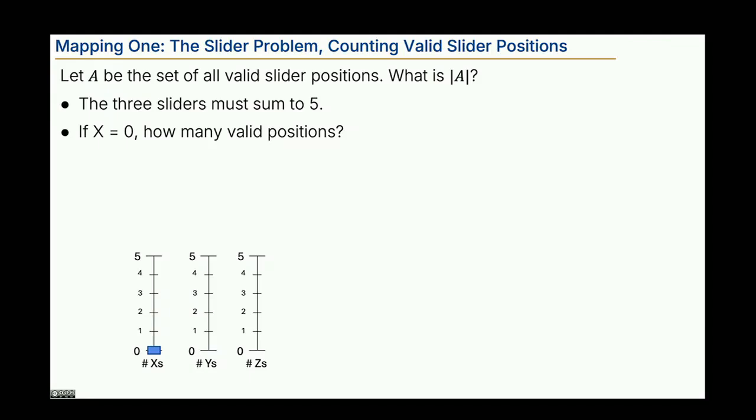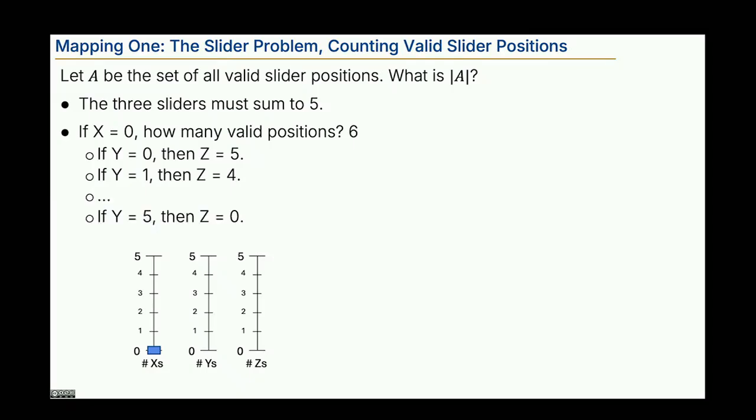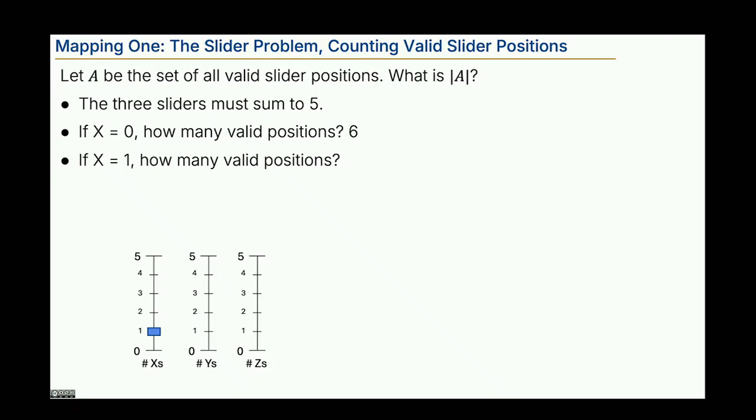We could have, for example, y is 0, z is 5. We could have y is 1, z is 4, and so forth. So whatever y you select, what's z going to be? 5 minus y. Okay, so there's going to be 6 positions. This is just some examples, right? So if x is 0, then these are all the combinations of y's and z's on the sliders. Okay. Let's say x were 1. How many valid positions are there for y and z?